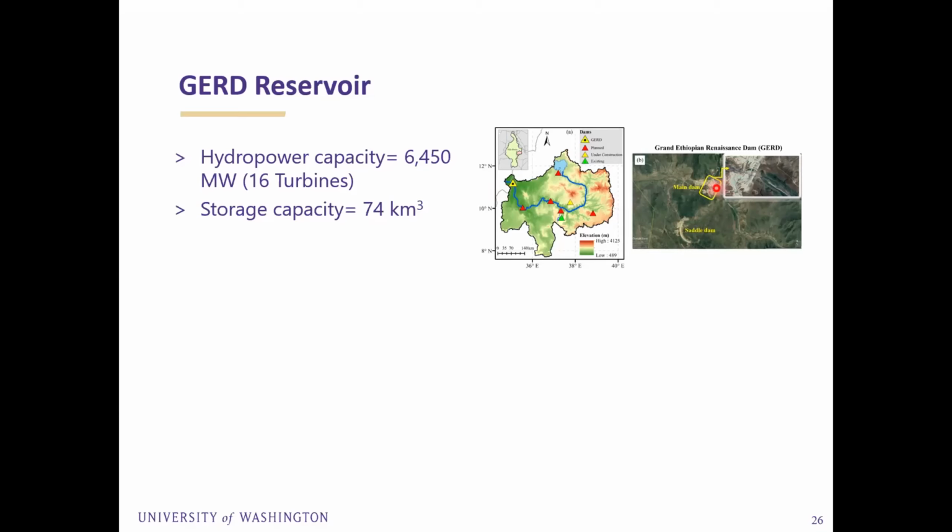And we can see this is the most recent Google Earth image. It's showing the main dam, and also there is a saddle dam. The idea of the saddle dam is to increase the storage capacity of the GERD.